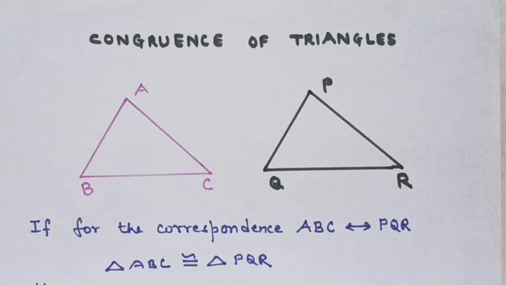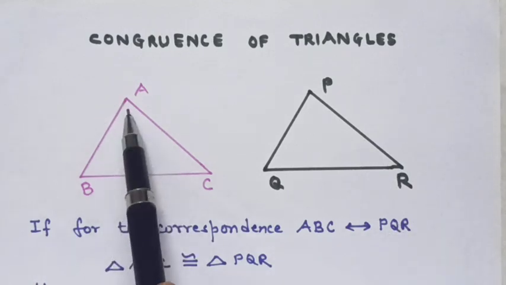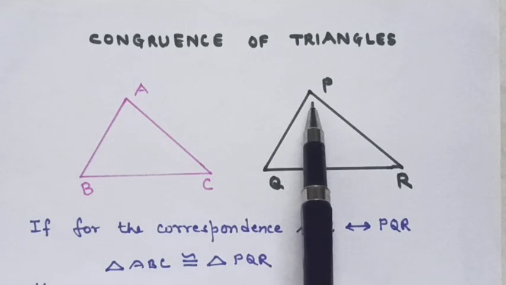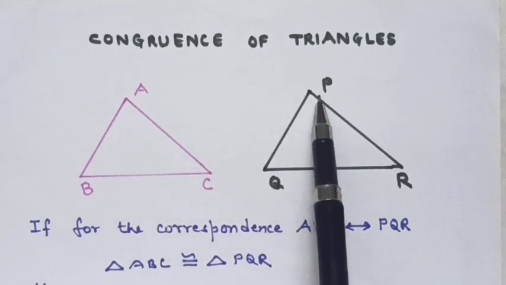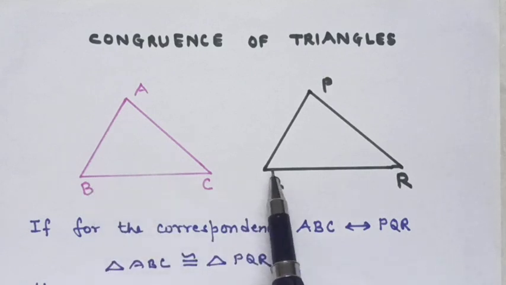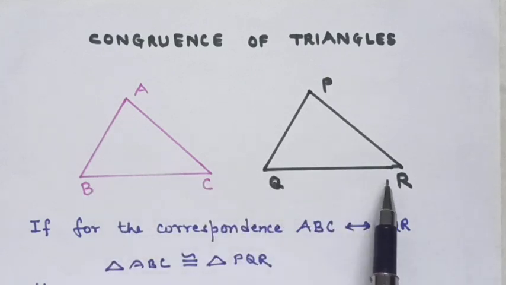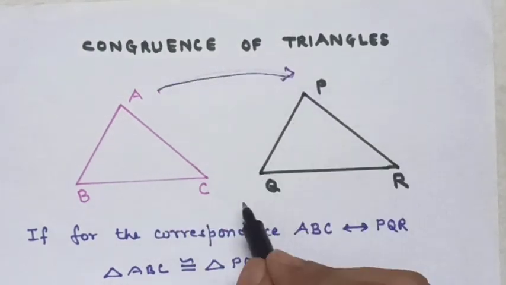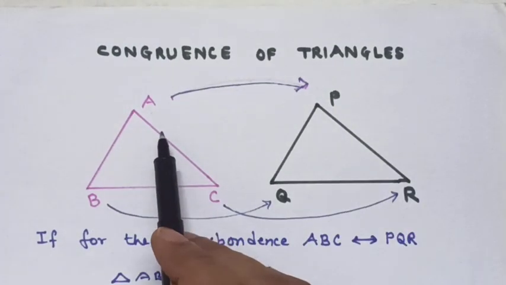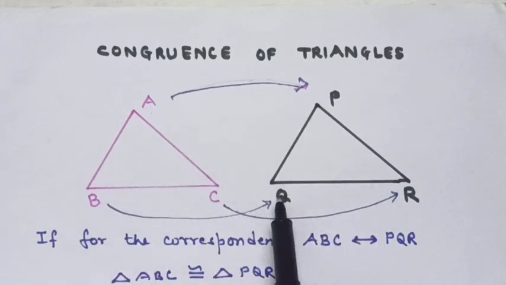My dear students, correspondence means here when you say ABC corresponds to PQR means A goes to P, B goes to Q and C goes to R. That means your point A coincides with point P, A covers P, whereas B goes to Q and C goes to R. Look at this, A goes to P, B goes to Q and C goes to R.